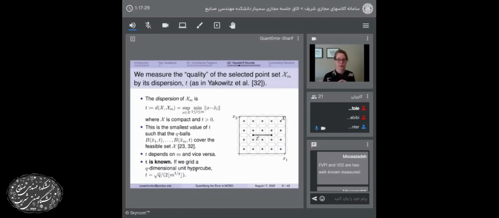So if we grid a q-dimensional unit hypercube, it's square root q divided by 2 floor m to the 1 over q. And so we know t as a function of the dimension of the space and also the number of points. This is for gridding. We can also get approximations for when you do uniform Monte Carlo sampling. So we're going to measure this as the quality of the discretization.